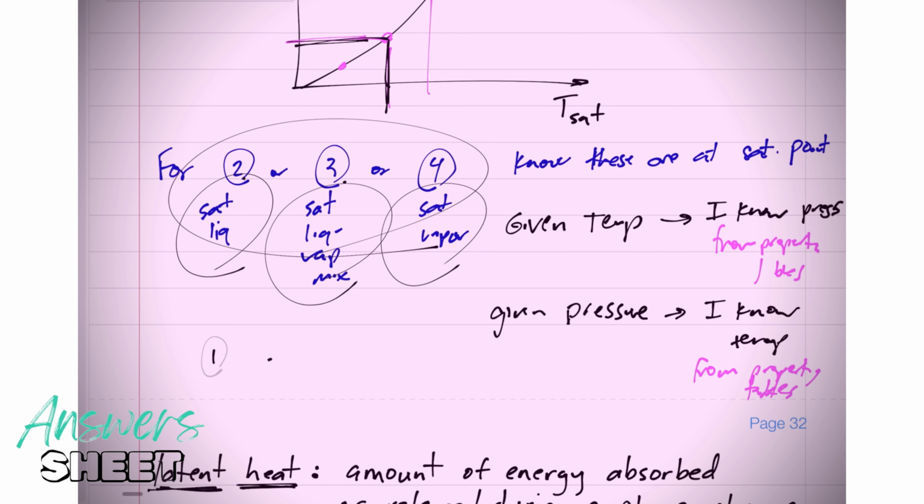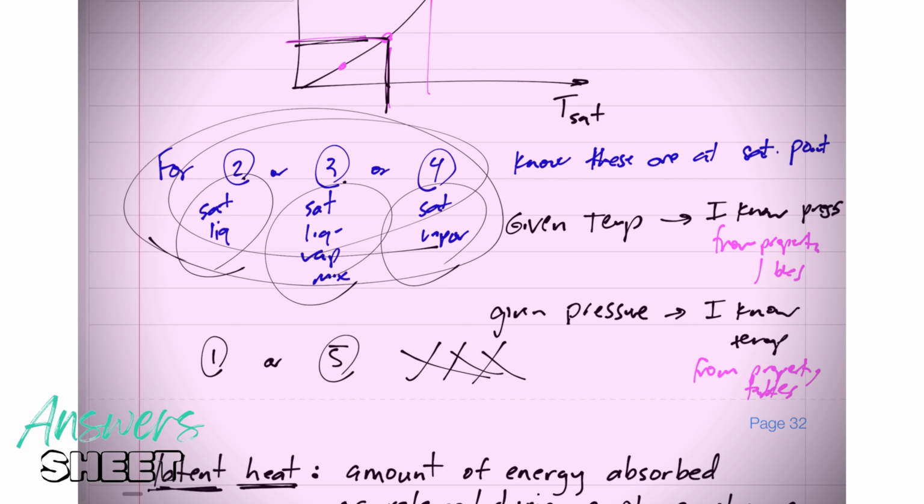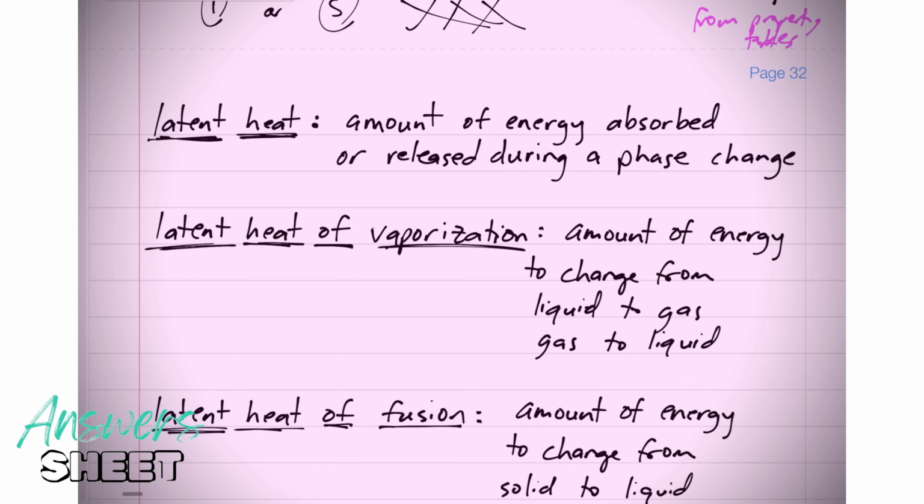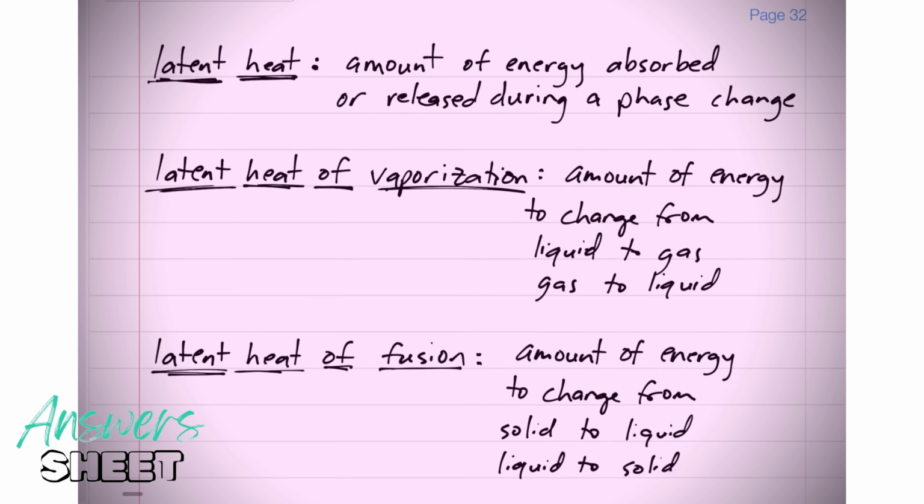But state 1 or 5, then no. If you tell me the temperature, I'm going to need some more information. Whereas if I'm at state 2, 3, or 4, you tell me the temperature, and I can look up the saturation pressure for that temperature. Or you give me the pressure, and I look up the saturation temperature for that pressure. I may have said that backwards. All right, we'll talk about the property tables in just a minute. One more page of some definitions.